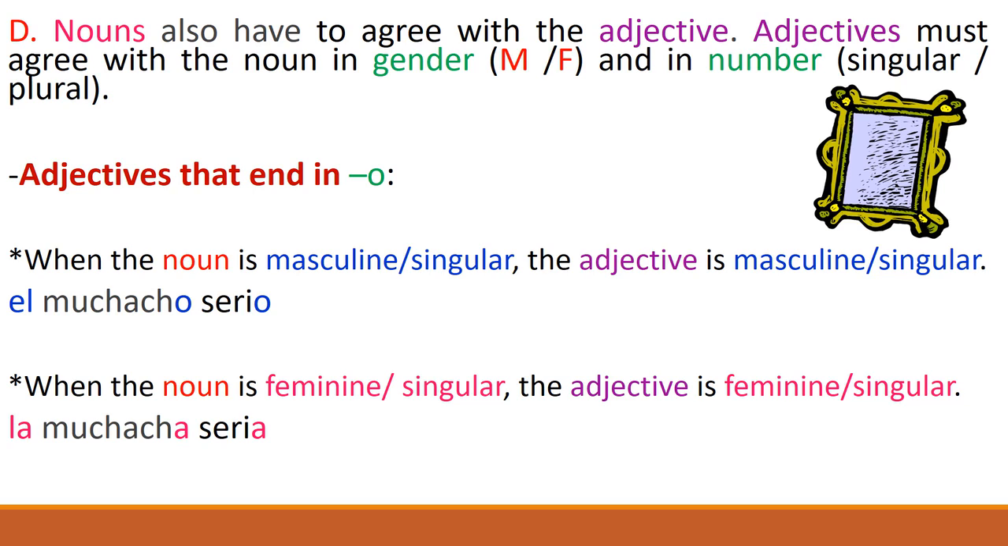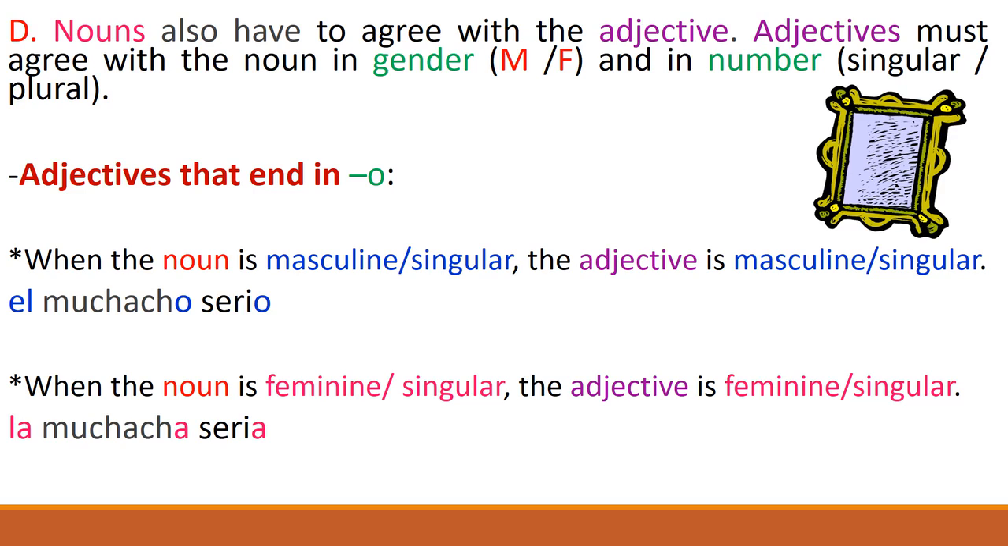Let's start with the first one. Adjectives that end in an O. When the noun is masculine and singular, that means masculine and only one, the adjective has to be masculine and singular too. That means masculine and only one. El muchacho serio. Everything has to match, the noun and the adjective.